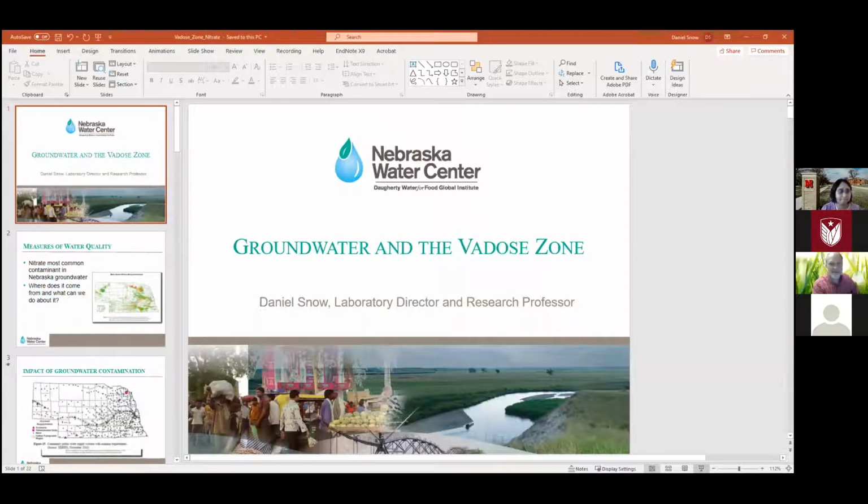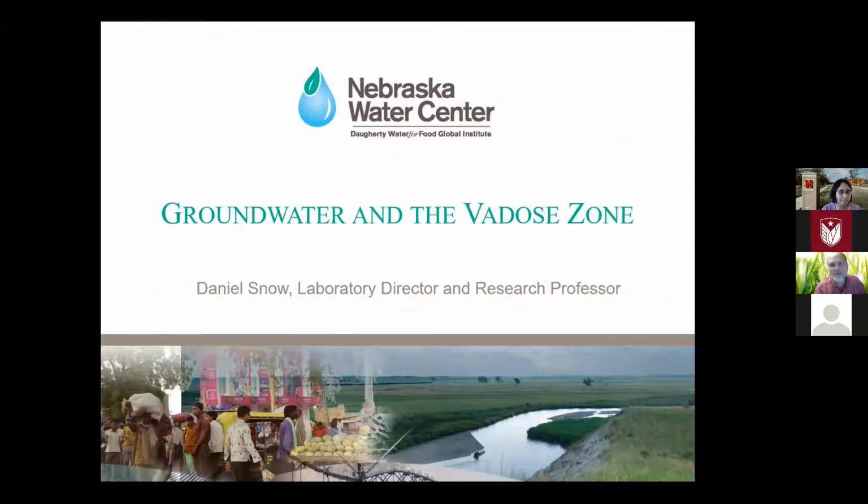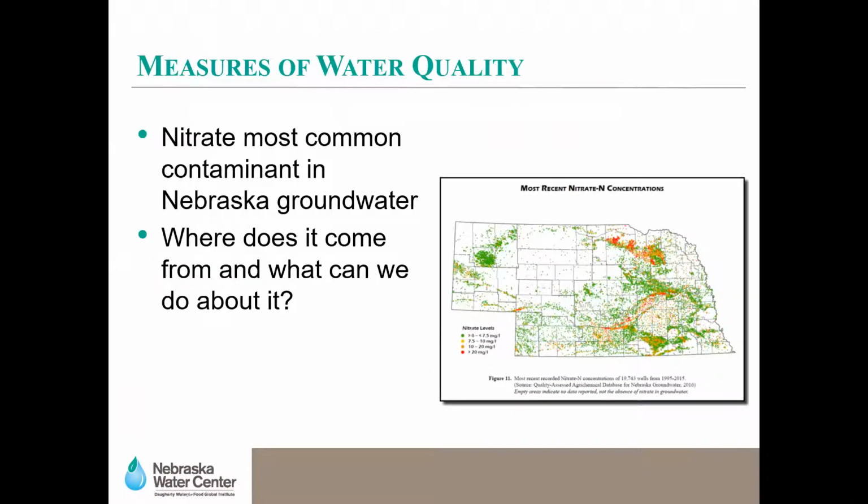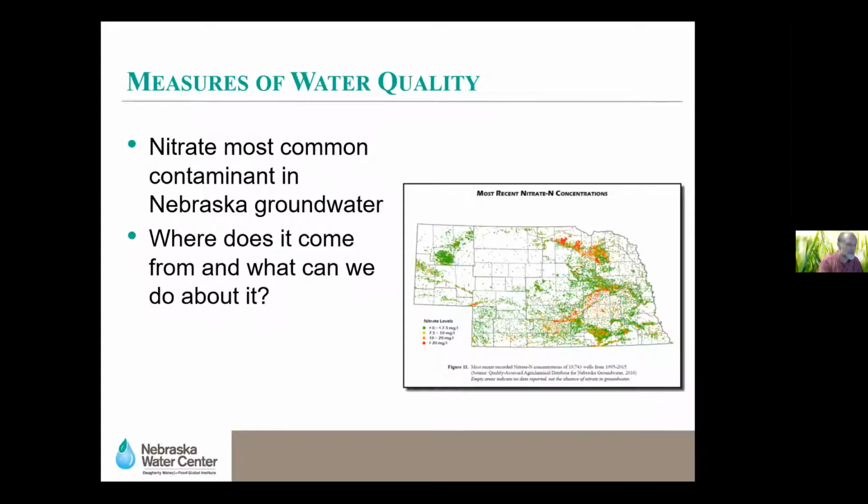All right, so I'm going to do a brief introduction on groundwater and the importance of studying the Vadose zone in Nebraska. Nitrate is one of our most common contaminants in our groundwater. And one question that I'm asked often is, where does it come from and what can we do about it? Hopefully this short presentation on the Vadose zone will help answer some of those questions.